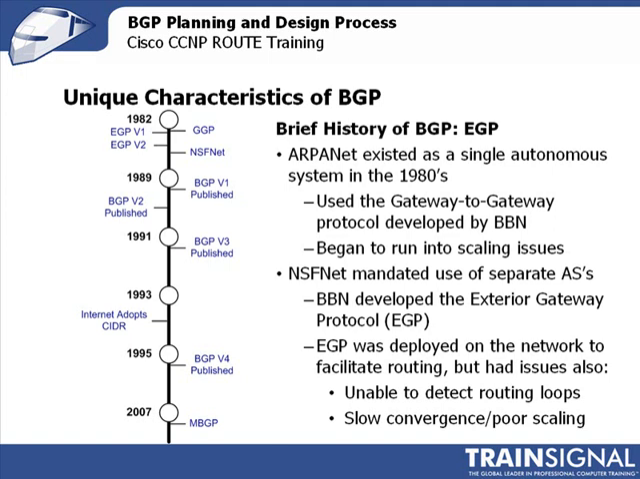The successor to ARPANET was NSF, or the National Science Foundation Backbone. NSFNet, instead of using a single autonomous system, mandated that it be separate autonomous systems. BBN developed the Exterior Gateway Protocol, or EGP, which you won't find on newer Cisco routers, but you will on older ones. But EGP was deployed on the network to facilitate routing. And you can see it was in the 80s, 1982 range, but it quickly ran into scaling issues. It really had no ability to detect routing loops, it had slow convergence, and it didn't scale very well. And you can see from the timeline on the left there were a number of really important milestones in the creation of this protocol.